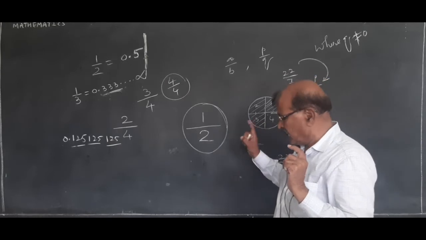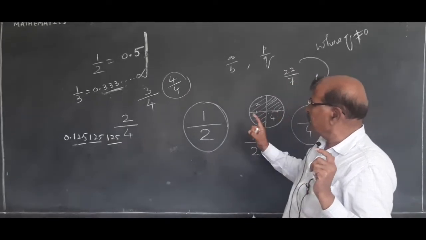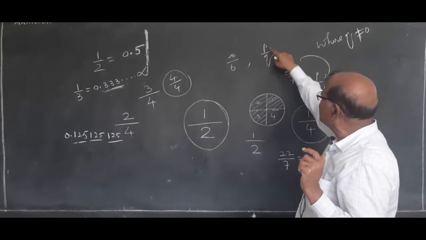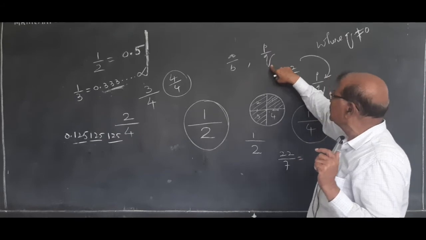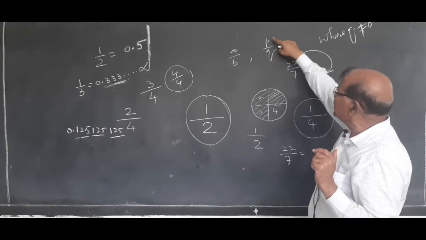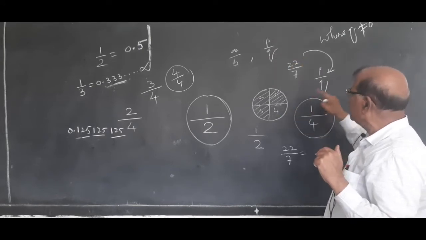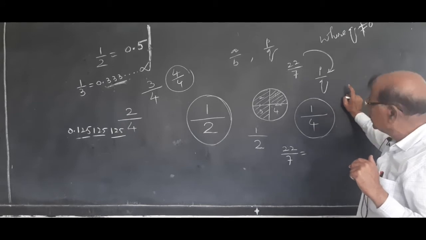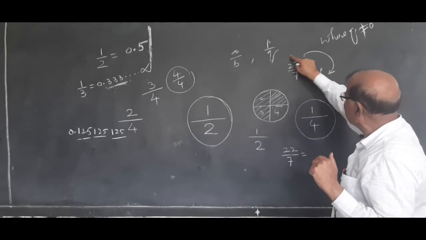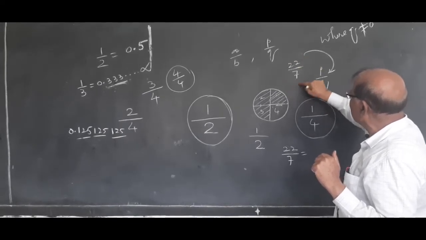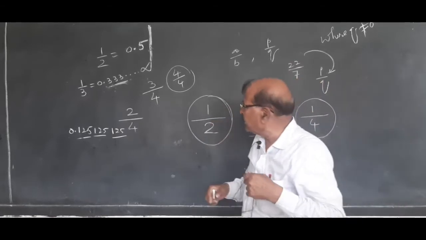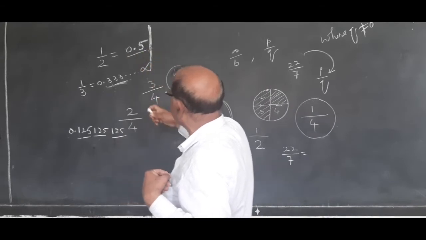Children, if you want to express this definition in the form of a fraction, you can represent P and Q as two natural numbers, and a number represented in the form of P by Q is called a rational number. Since 22 by 7 is also in the form of P by Q, but it is not a rational number, so the definition is modified in the decimal form. The definition is very simple.